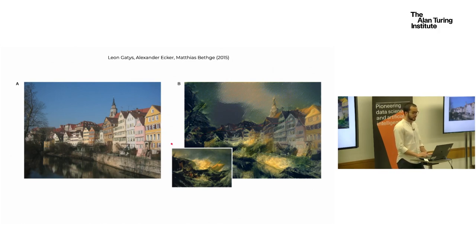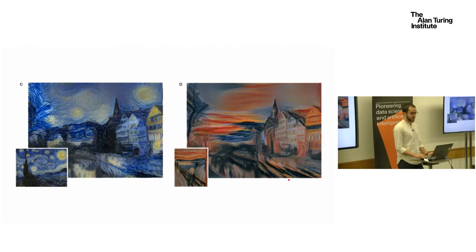So here we have an input image and an artwork that a human has drawn previously. And what the algorithm is doing is it's transferring the style of this artwork to this image to create this larger image B on the right. And if you change the artwork but keep the image fixed, you can get some really striking results.